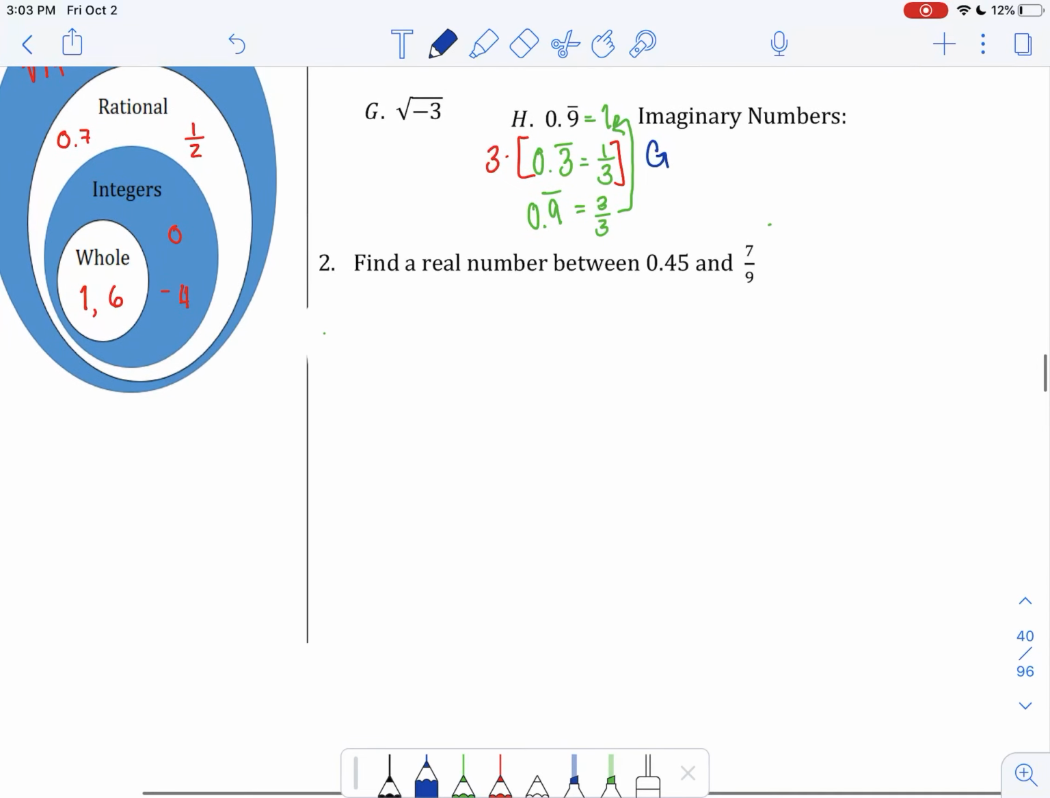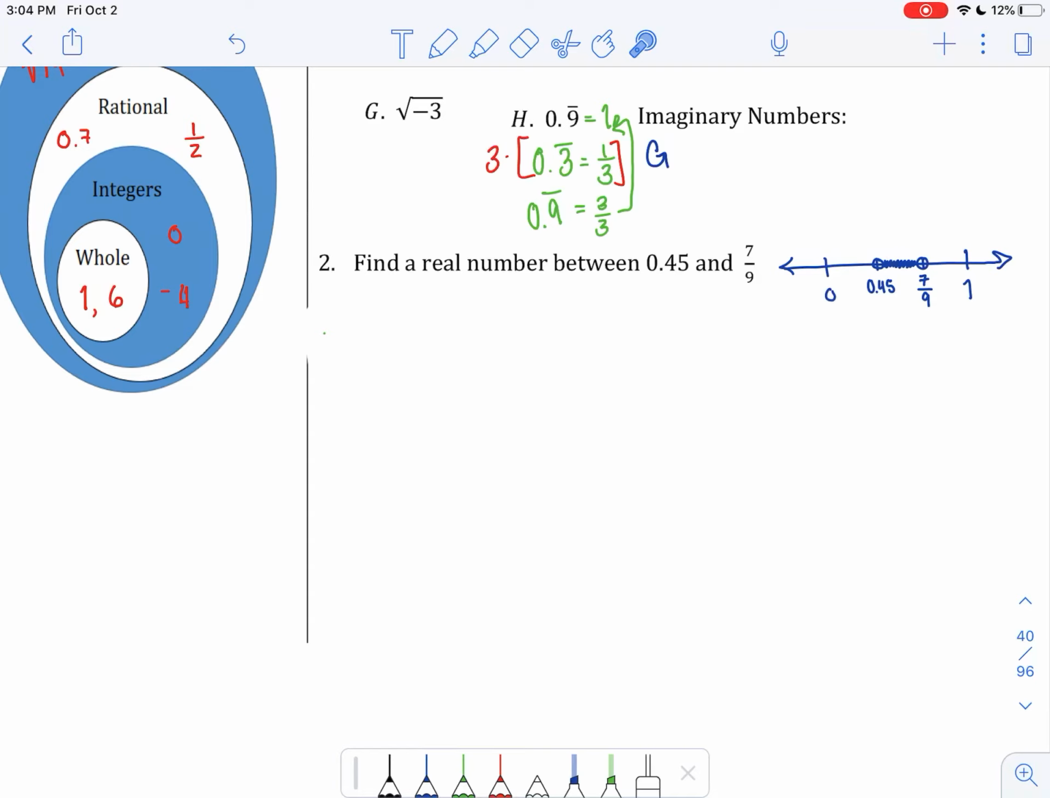Another thing you will be asked to do in this lesson is find a real number between two other numbers. So in this case, 0.45 and 7/9. Now, one way to go about doing this is to plot them on the number line. So here we have our number line. I've drawn in 0.45 here, and then I've colored in, using our inequality, all the numbers that could work for answers, right? Because that's the goal when we're graphing an inequality. We color in all the numbers that could work, and then we stop, in this case, at 7/9.